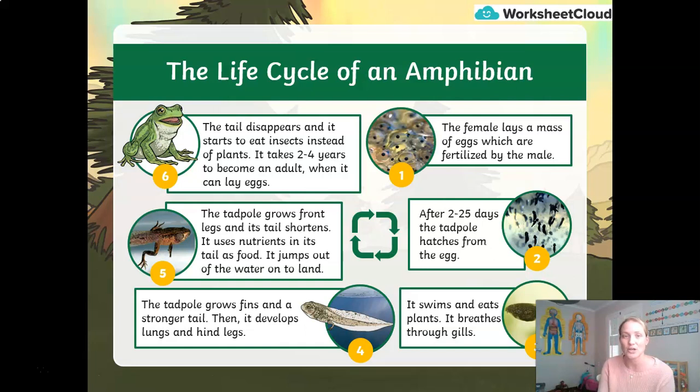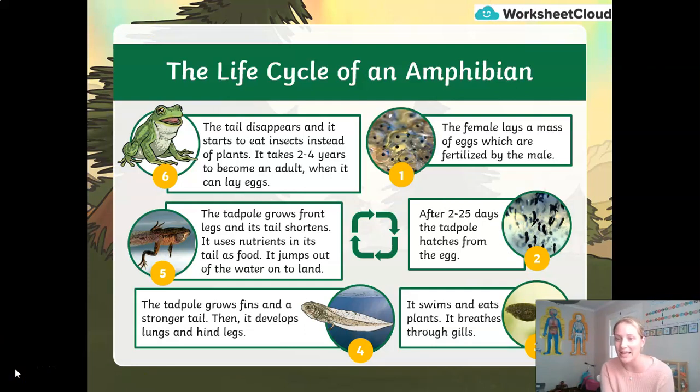Now the tail has totally disappeared, it starts to eat insects instead of plants, and it can take up to about 2 to 4 years to become an adult, when it then will lay its own eggs and the cycle starts again. So that's the one of amphibians.